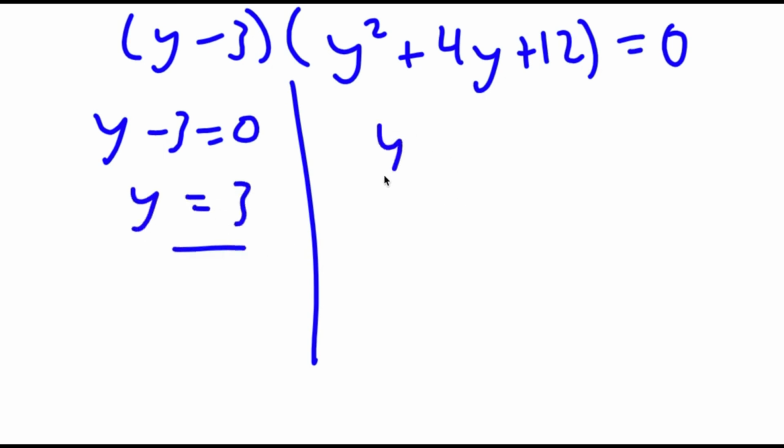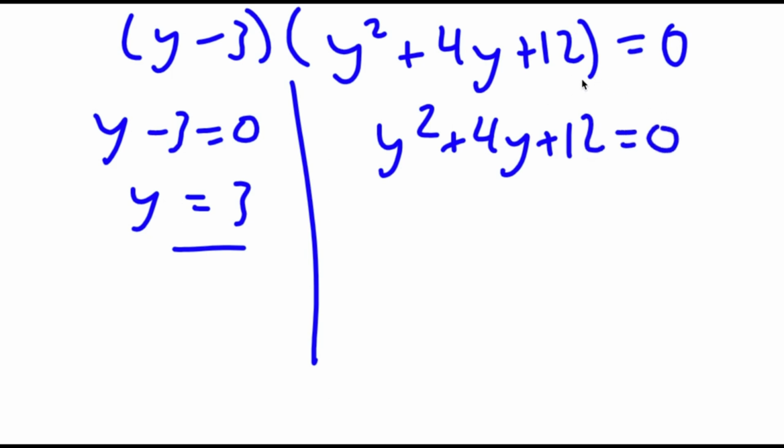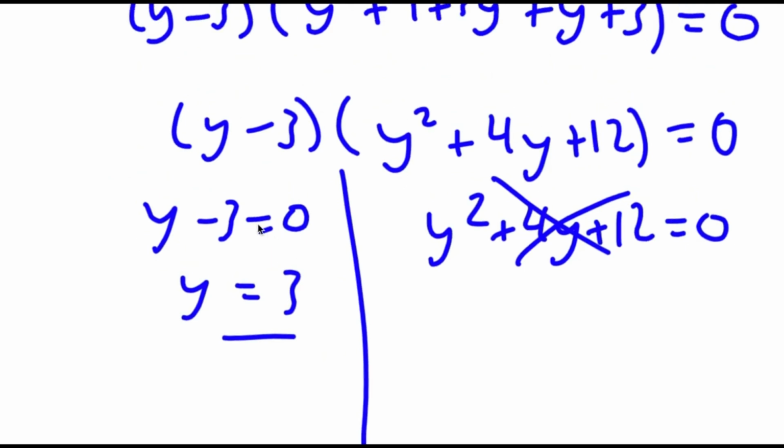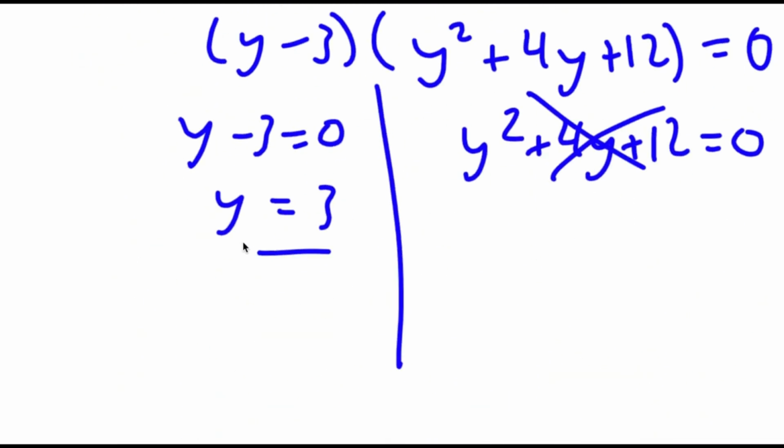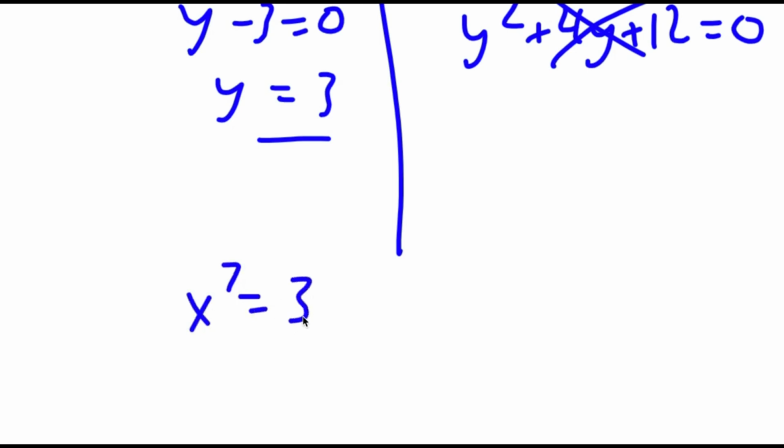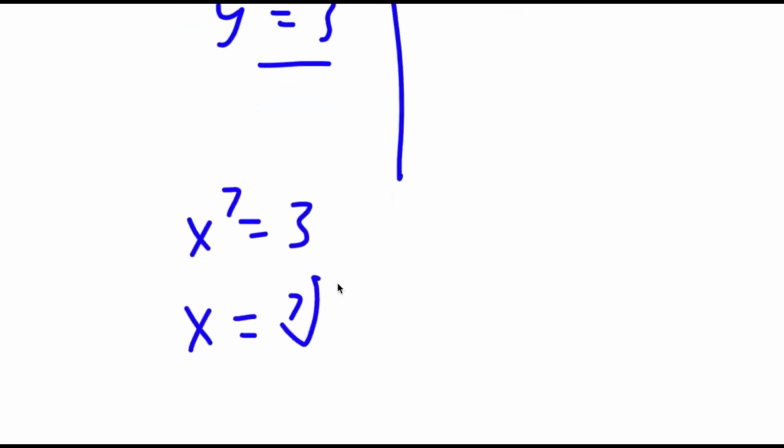This is one solution. And y squared plus 4y plus 12 is equal to 0. So to solve this, we have to use the quadratic formula, which is -b plus or minus the square root of b squared minus 4ac over 2a. And I'm not going to waste your time actually plugging them in, but if you do, you end up getting that it's less than 0, so this won't work out. So y equals 3 is my only solution to this equation. Now remember how we let x to the power of 7 equal y. So now I have x to the power of 7 equal 3, meaning x is equal to the 7th root of 3.